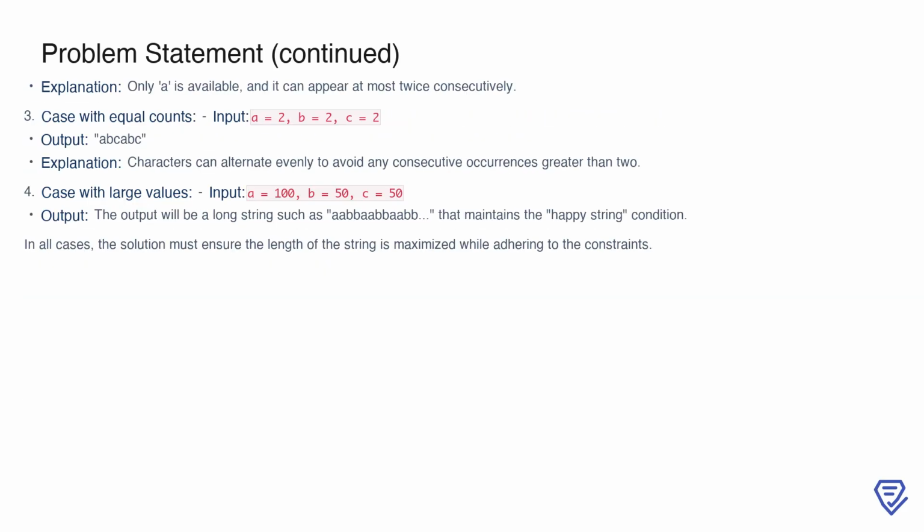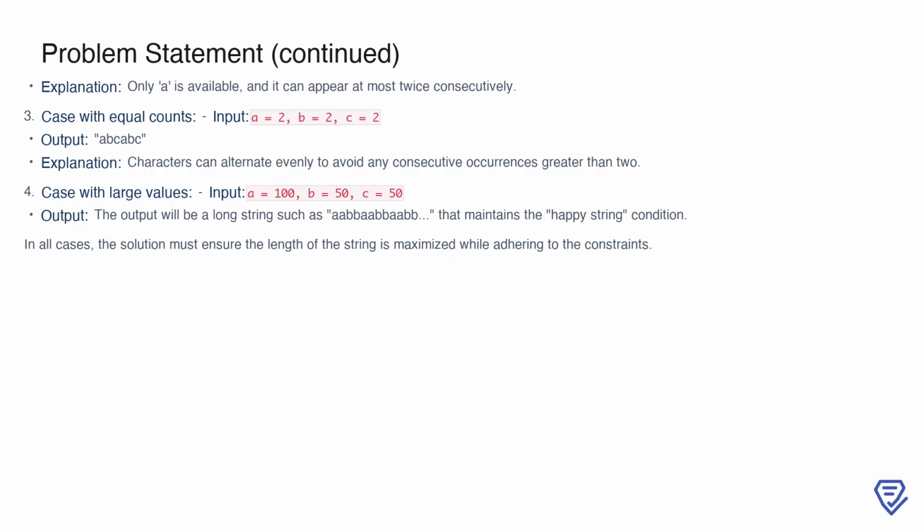Finally, let's review some edge cases. If all counts are 0, such as A equals 0, B equals 0, and C equals 0, the output is simply an empty string because no characters are available. If only one character is provided, like A equals 5, B equals 0, C equals 0, the output would be AA, as it cannot appear more than twice consecutively. In cases where the counts are equal, such as A equals 2, B equals 2, C equals 2, characters can alternate evenly to produce a string like abcabc. For larger values, such as A equals 100, B equals 50, and C equals 50, the output will follow a similar alternating pattern, ensuring that the happy string condition is always maintained while maximizing the length of the string.